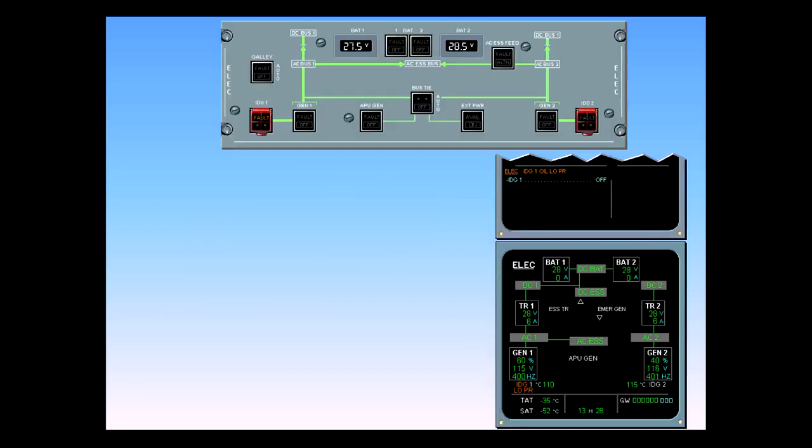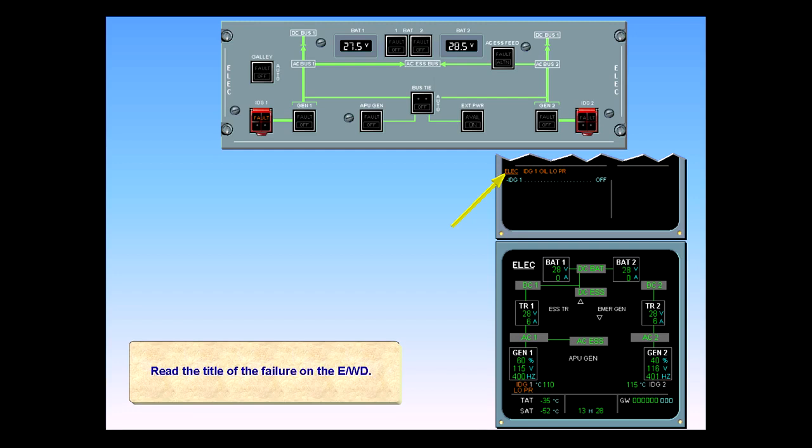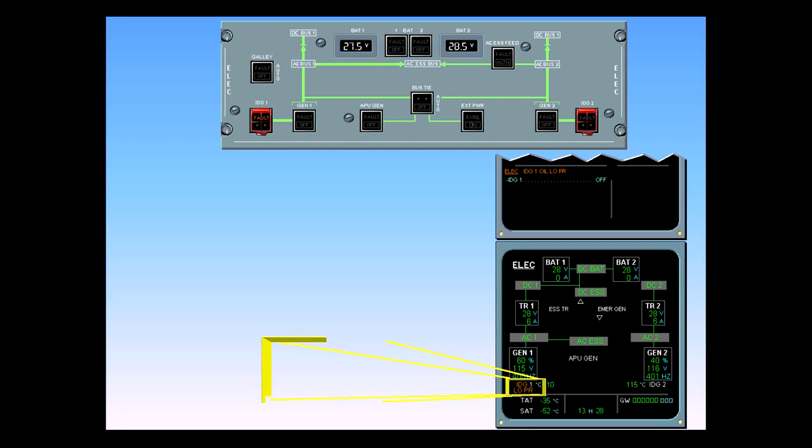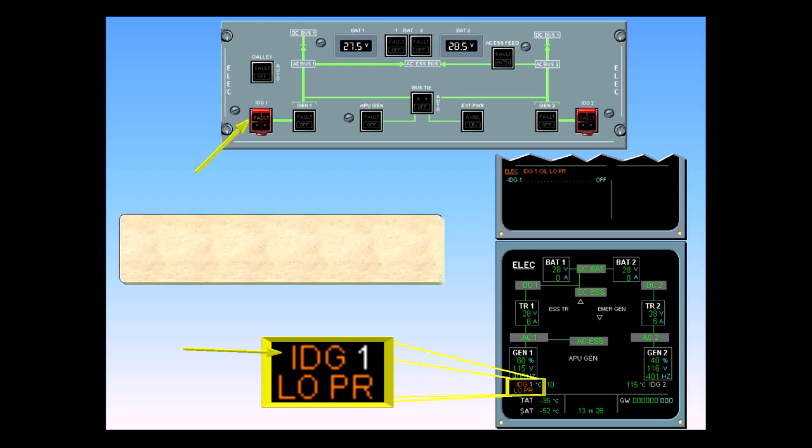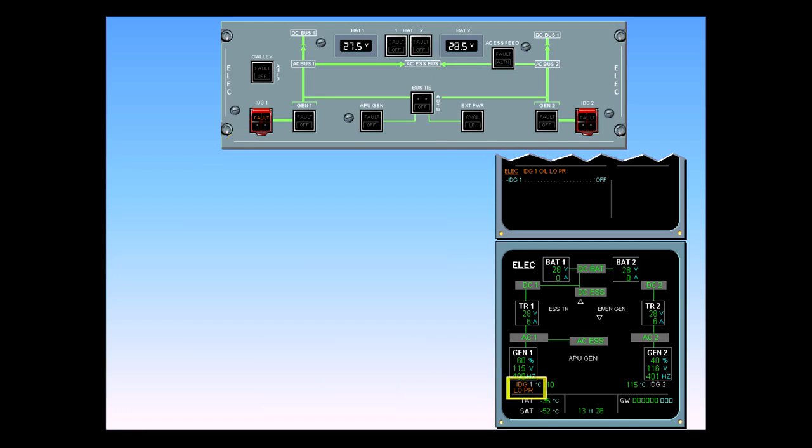Read the title of the failure on the engine warning display. Observe the amber IDG low pressure on the ECAM electric page and the amber IDG1 fault light on the electric panel. These indications mean that there is insufficient oil pressure in IDG1. ECAM action requires us to disconnect the IDG.